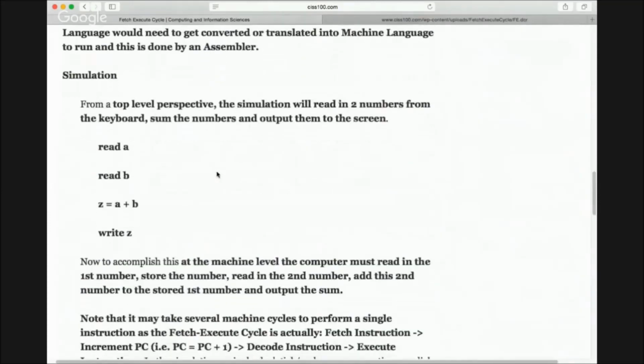So what are we going to do? Here's my pseudocode for what we're about to do. We're going to read A from the keyboard. We're going to read B. So I'm going to read in a value for A. I'm going to read in a value for B. I'm going to add A and B, and then I'm going to store it in Z, and then I'm going to write Z out to the screen. So here's my pseudocode.